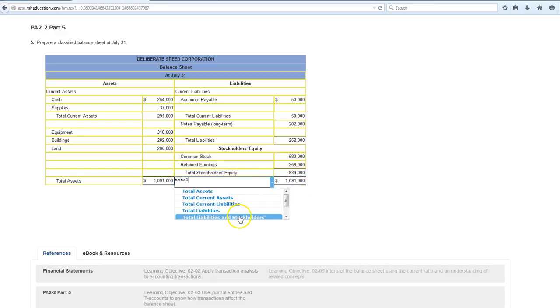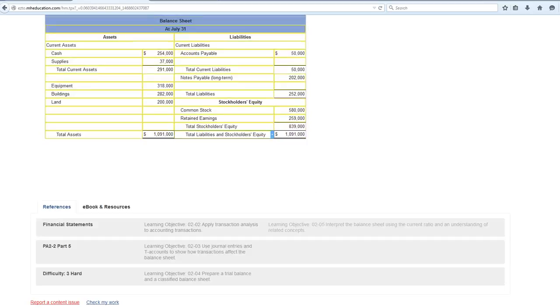total liabilities and stockholders' equity is $1,091,000. So the total assets are $1,091,000, and then if we add up the total liabilities and total stockholders' equity, also $1,091,000. Our accounting equation is in balance, and our accounting equation is the formula for the balance sheet. So we're at the end of our problem.